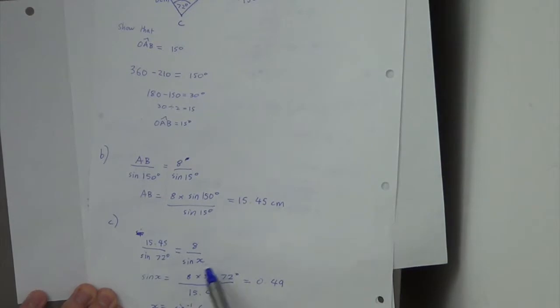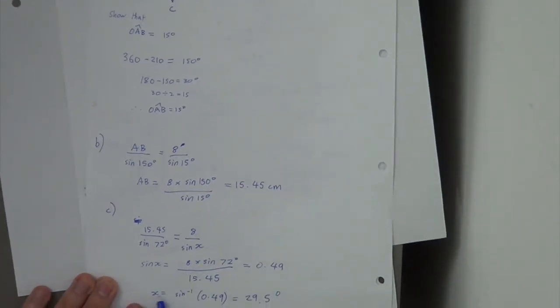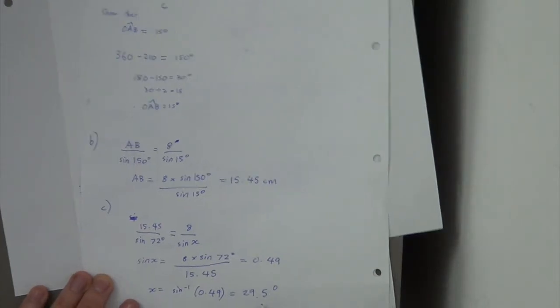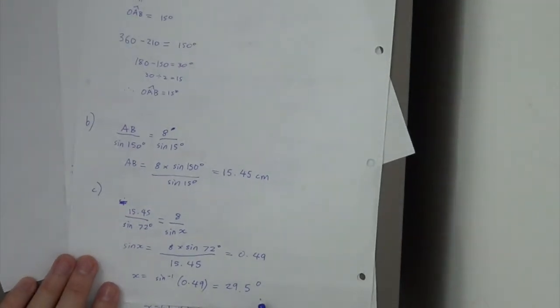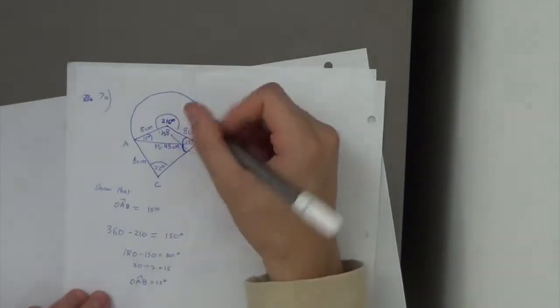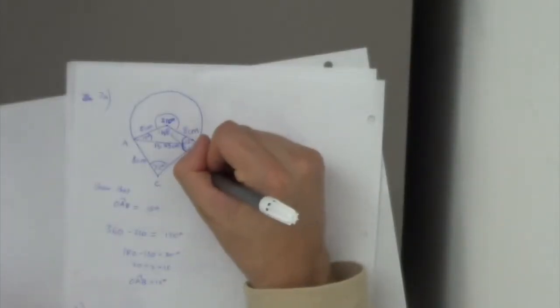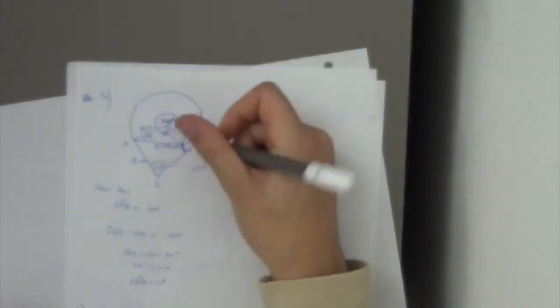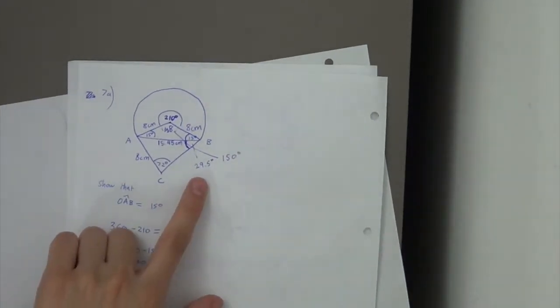Solve for x. Sine x equals 8 divided by 15.45 times sine 72. And then I took the inverse sine to give me x, and I will get 29.5 degrees as my final answer. So this is 29.5 degrees. And that's going to be useful later on.